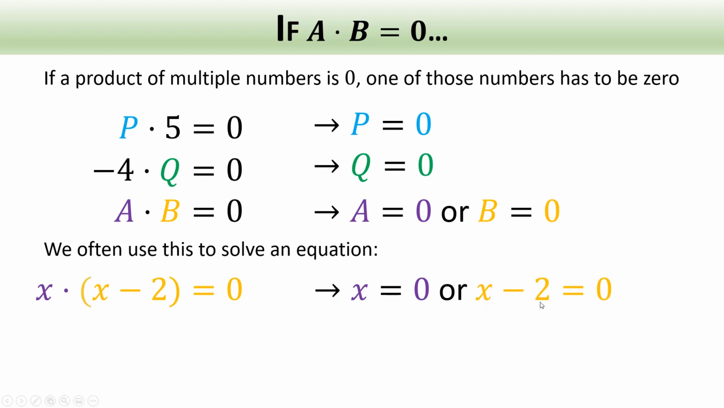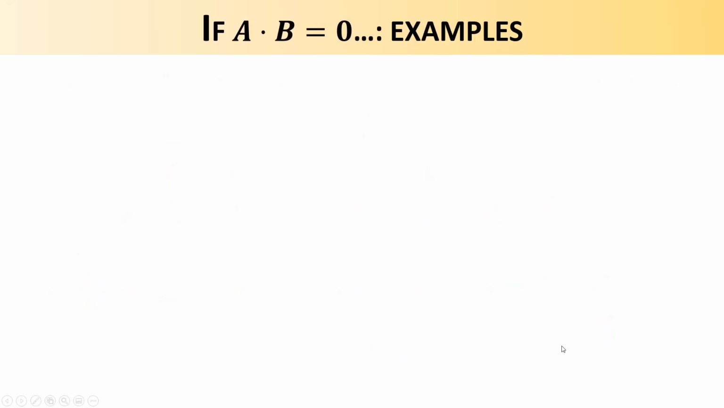Either you see the answer immediately, or else we can just add the number 2 to both sides, and then we get x on the left side and 2 on the right side. So the answer is x equals 2. So it turns out that this equation has two solutions. Either x is 0 or x equals 2. And we can use this principle whenever we have a product whose result is 0.